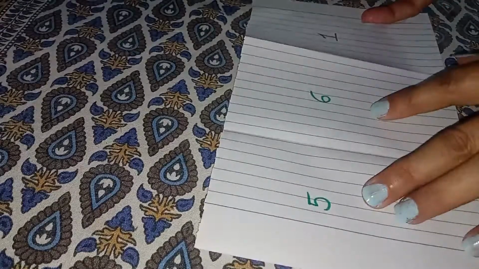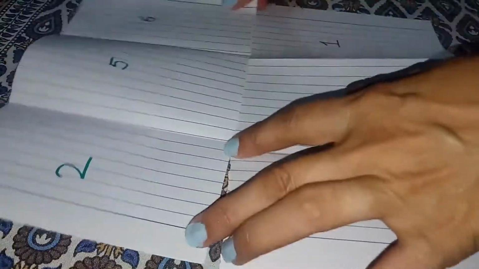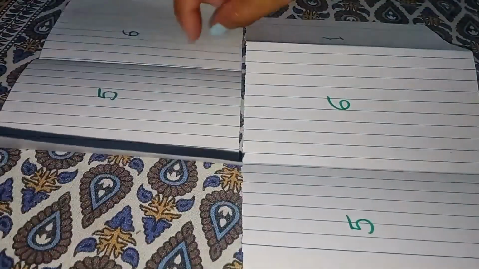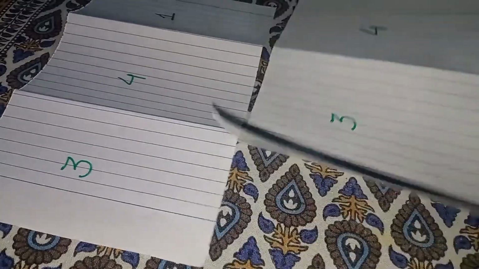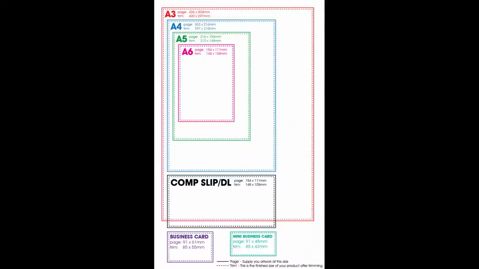Okay, so first you decide your fold. It could be like this, or it could be like this. Okay, so this is 1, 2, 3. So page numbering is going to be different in each case. See, here the page numbering is something else, here it is going to be something else. Let's jump into InDesign so that we can do this layout.